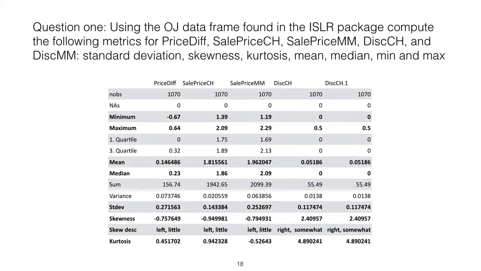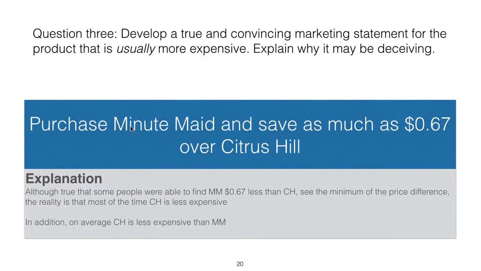So going back here, I see that at least one person was able to buy Minute Maid 67 cents less than the price at that store for Citrus Hill. So here it is: you can buy Minute Maid for as much as 67 cents less than Citrus Hill. Purchase Minute Maid and save as much as 67 cents over Citrus Hill. The explanation is that although it's true that some people were able to find Minute Maid for 67 cents less than Citrus Hill, the reality is that most of the time Citrus Hill is less expensive. But this is a true statement.